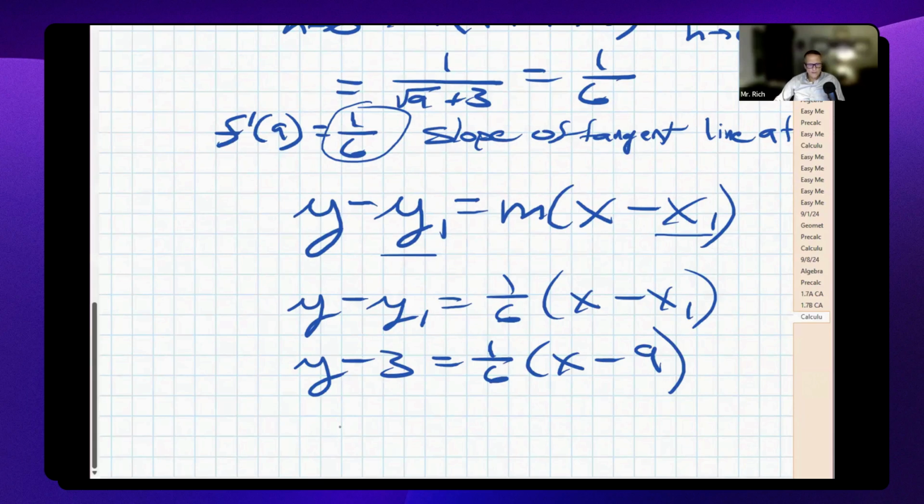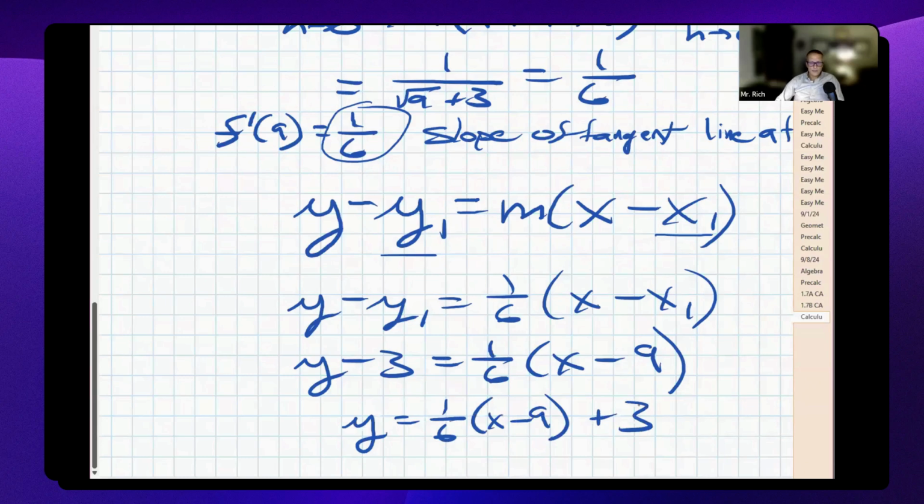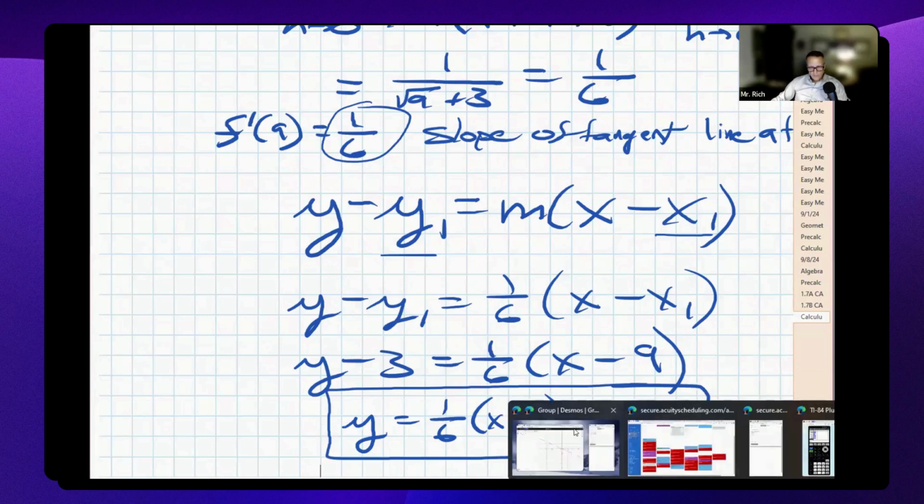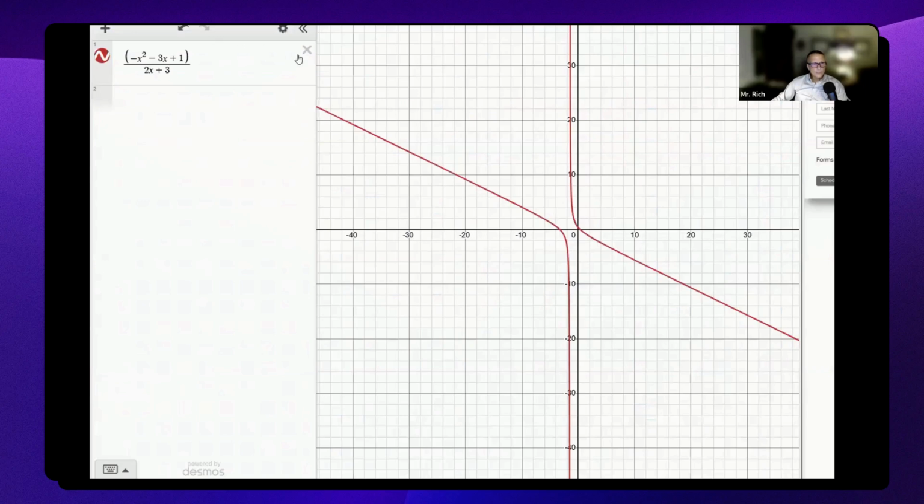I will modify this slightly. I'm going to move the minus 3 to the other side, and it'll become a positive 3 over there. And that's going to be my equation. So what am I going to do? I'm going to go now and show you what all this means from a graphical perspective. So let's go to Desmos.